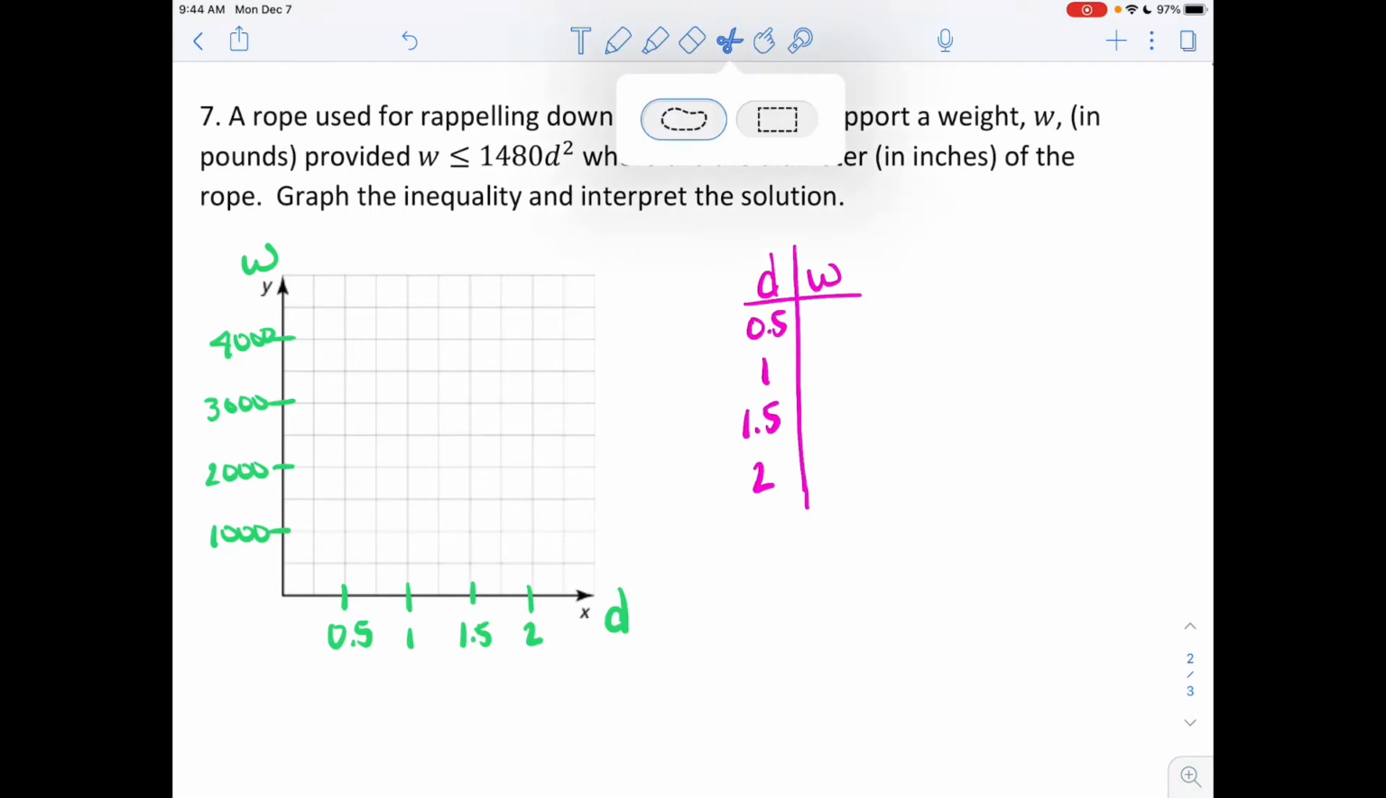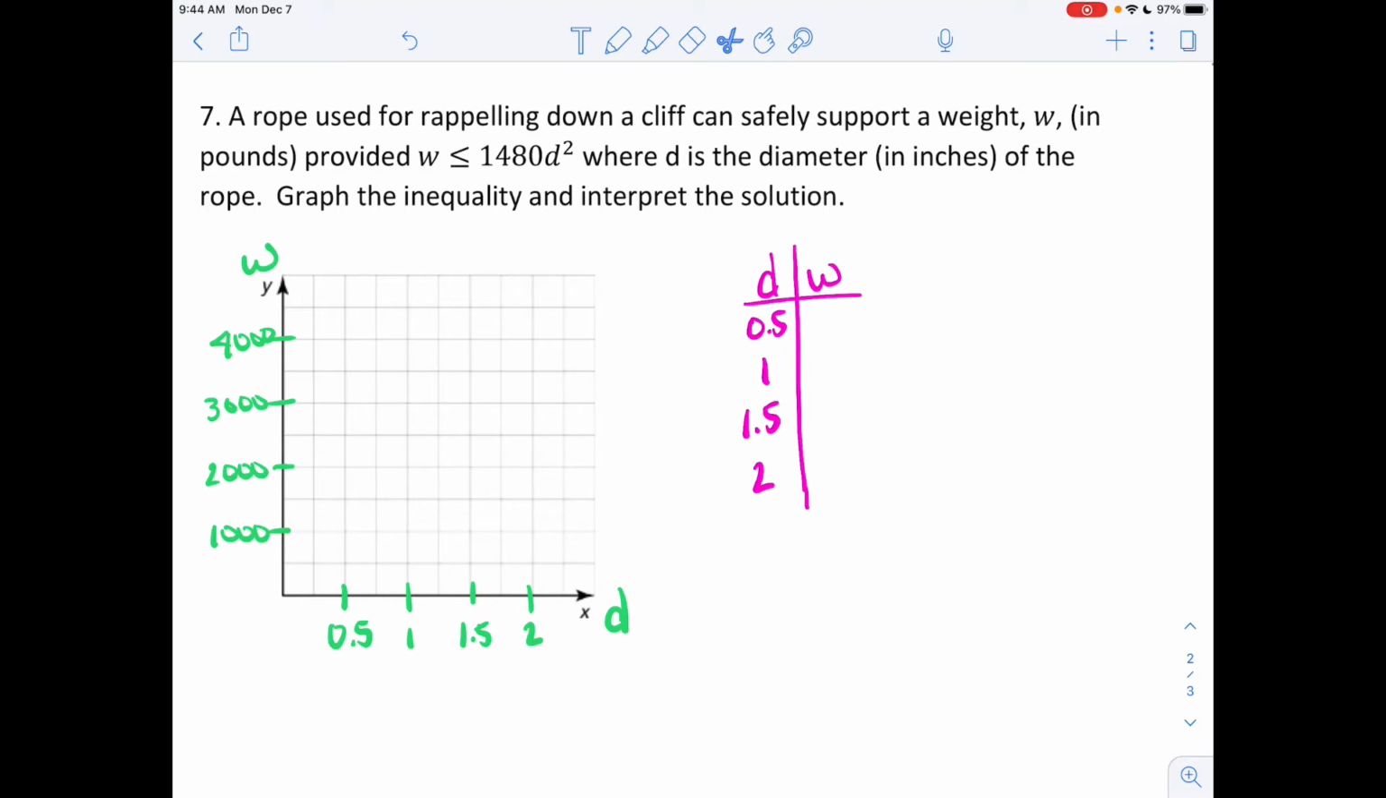The equation that we're using is W is less than or equal to 1480 D squared, where D is the diameter of the rope. We want to graph the inequality and interpret the solution. All we need to do is plug in these D values into our equation and determine what W is.